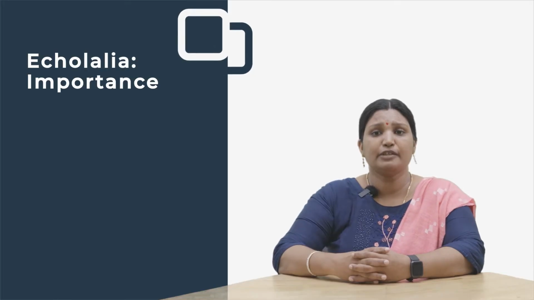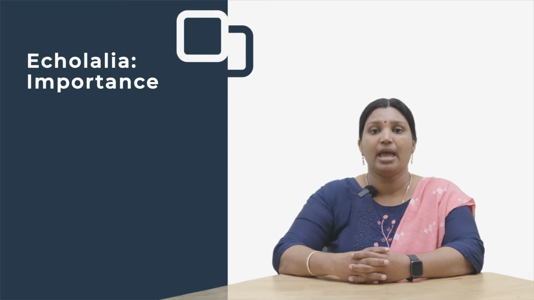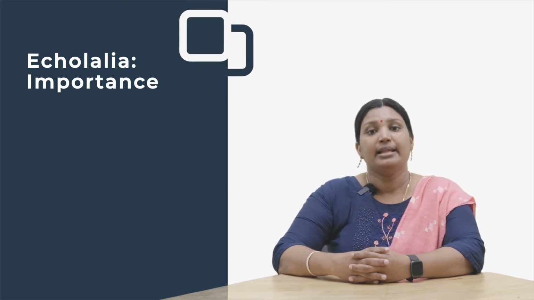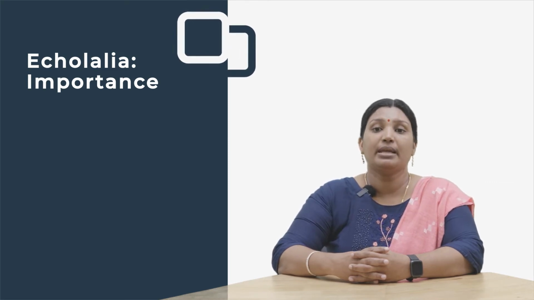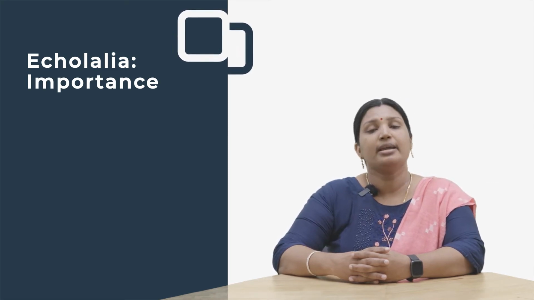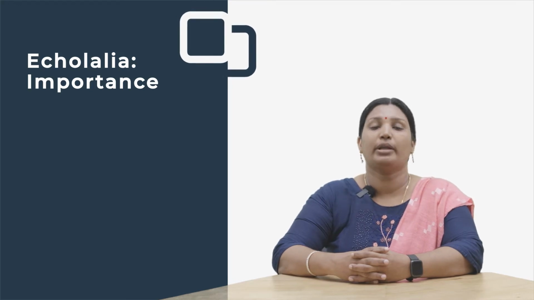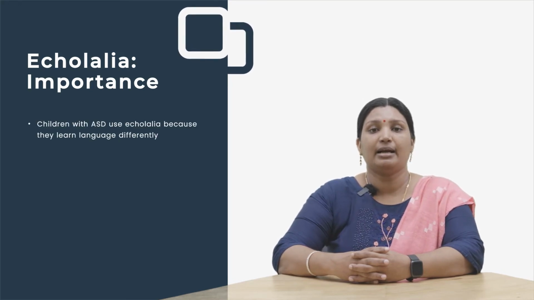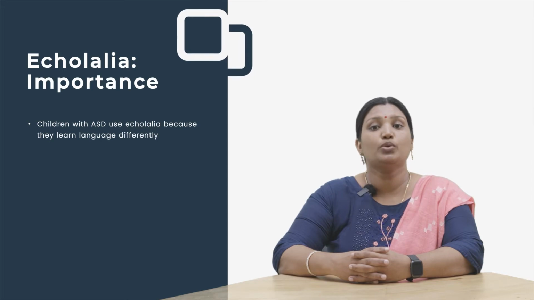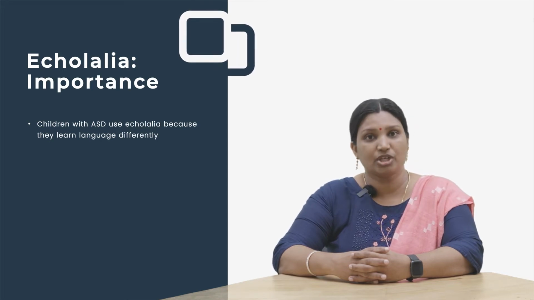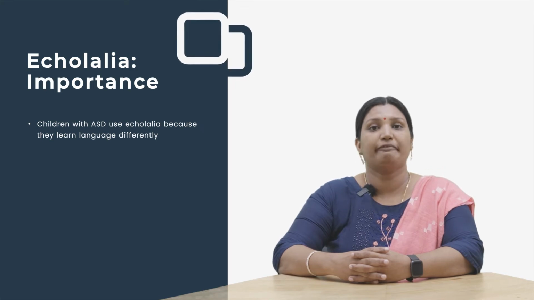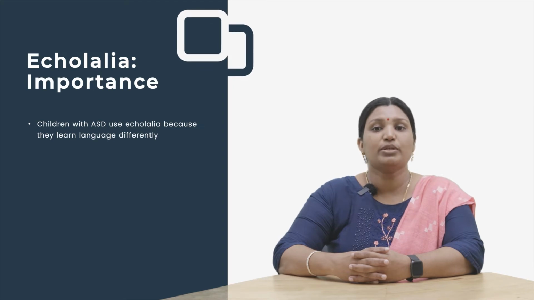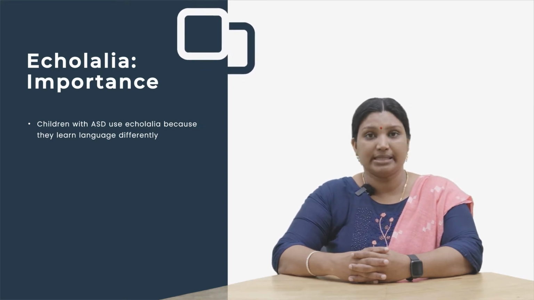While it might be difficult to figure out what a child is trying to say when he or she uses echolalia, learning a little bit about this type of speech can help you figure out the meaning behind his or her message. Here are a few points you need to know about echolalia. Children with autism spectrum disorder use echolalia because they learn language differently. Typically developing children tend to begin learning language by first understanding and using single words, and then gradually string them together into phrases and sentences.